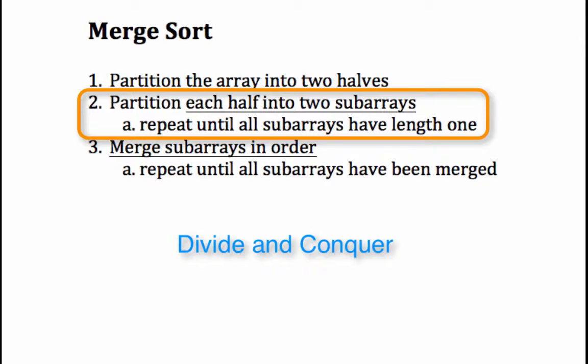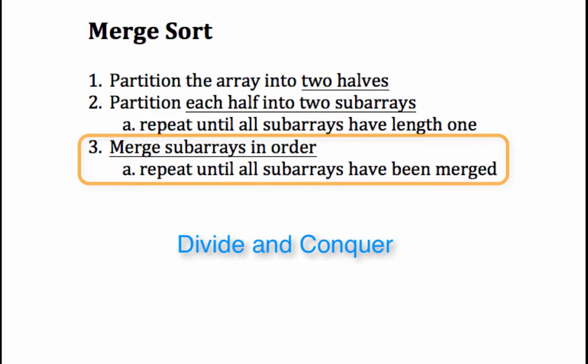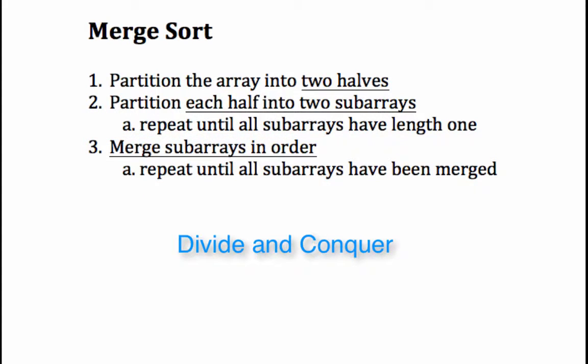That's the division part. Then we're going to take those little arrays, which have exactly size 1, one value in each of them, and we're going to merge them. And then we'll end up with arrays of length 2, then arrays of length 4, followed by arrays of length 8. They're going to be powers of 2. When I go through the example, you're going to see exactly what I mean.